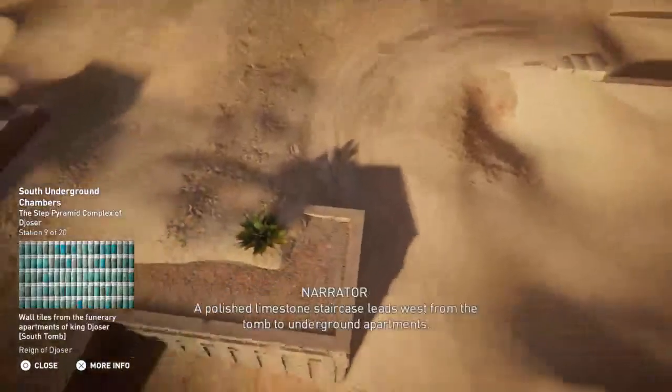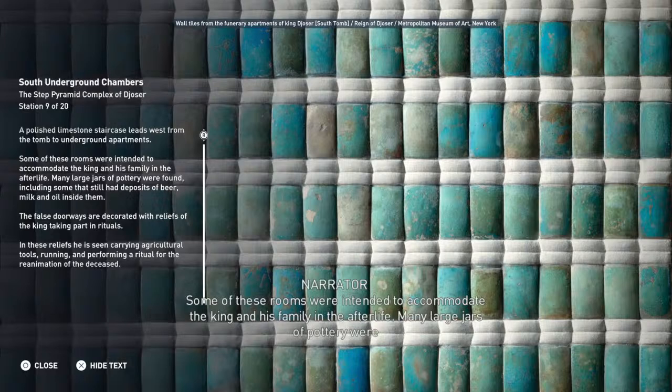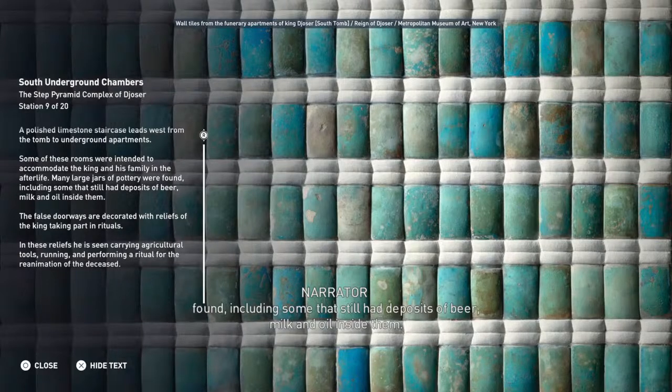A polished limestone staircase leads west from the tomb to underground apartments. Some of these rooms were intended to accommodate the king and his family in the afterlife. Many large jars of pottery were found, including some that still had deposits of beer, milk, and oil inside them.